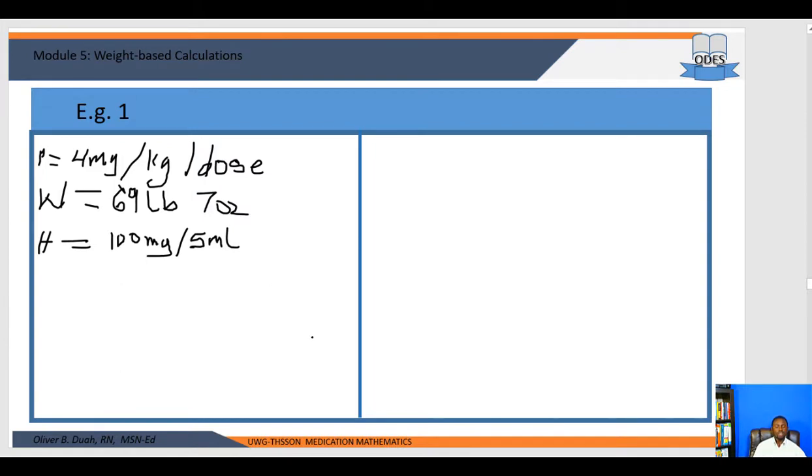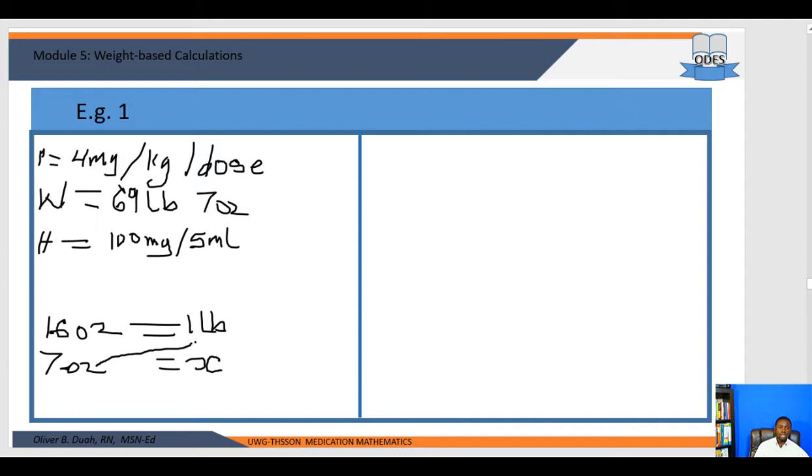So to solve for the amount of medication, the first step is to convert our weight to kilograms. However, we have to first convert our ounces to pounds. So we know that for every 16 ounces, we will have 1 pound. If we have 7 ounces, then how many pounds do we have, or what will be the equivalent? We don't know that. So let's say that is x.